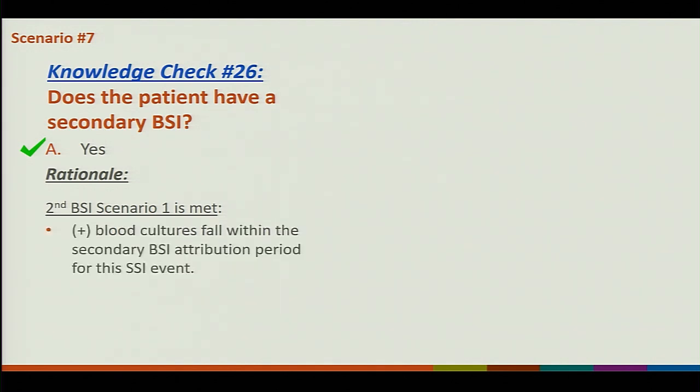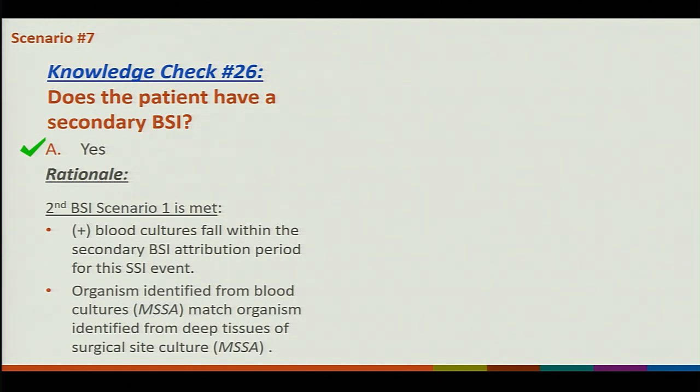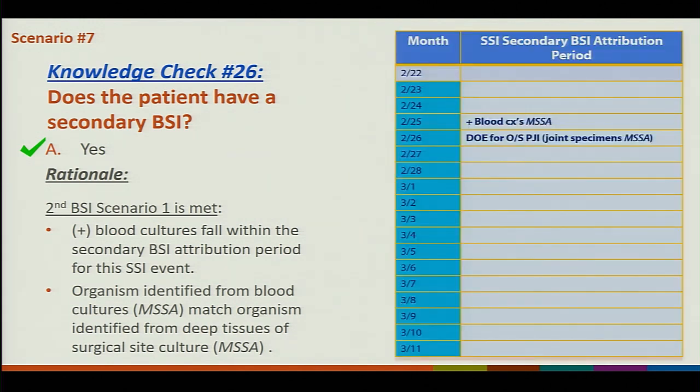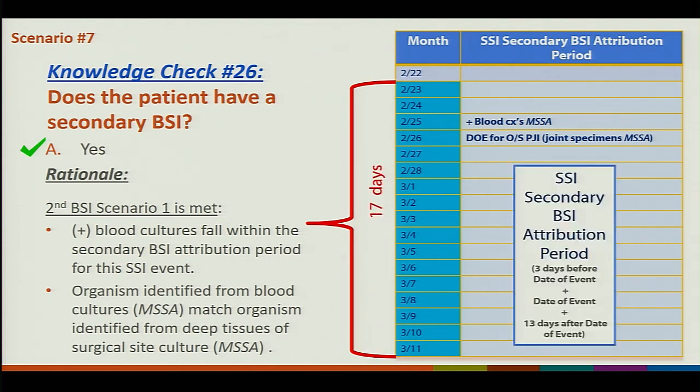So this is a situation where you'd apply scenario 1, when we were talking about the two secondary BSI scenarios. This is scenario 1, because positive blood cultures fall within the secondary BSI attribution period for this SSI event. We know that the organism identified from the blood cultures matches organisms identified from deep tissues of the surgical site culture. So as you can see here, using this little picture, our date of event for the organ space PJI is on 2/26. The positive blood culture was on 2/25. So therefore, it fell within the secondary BSI attribution period.